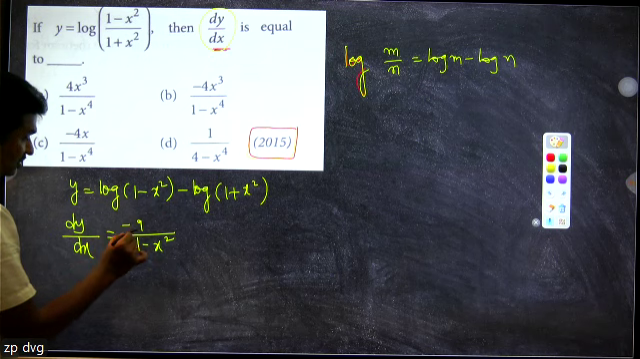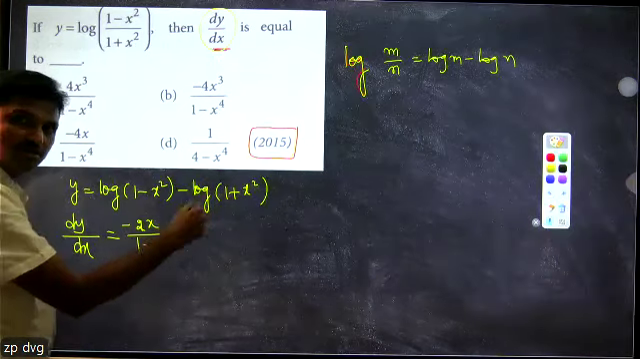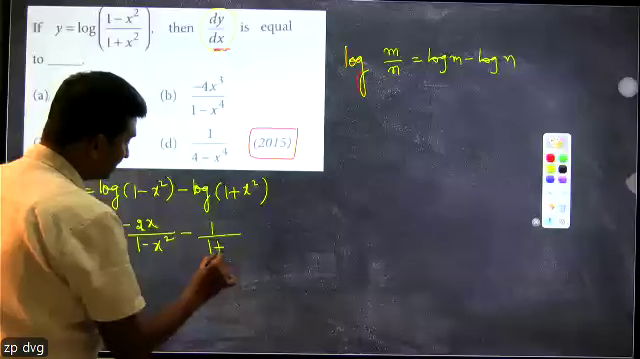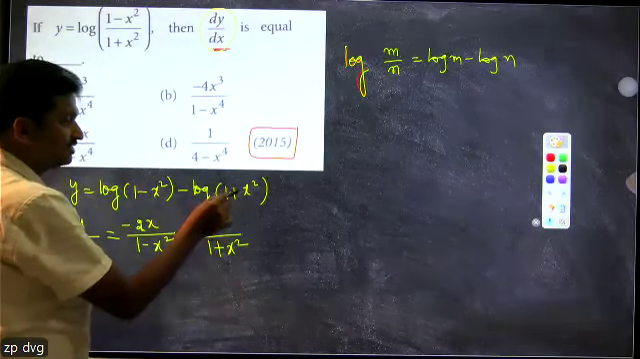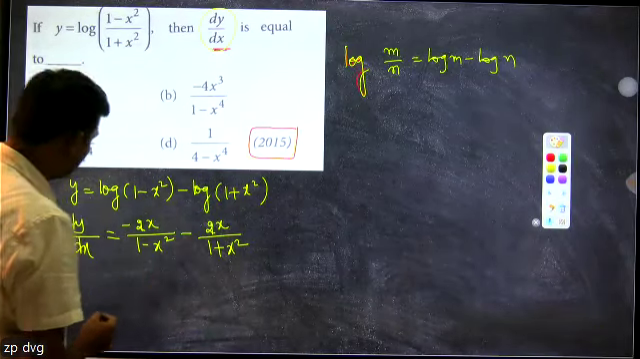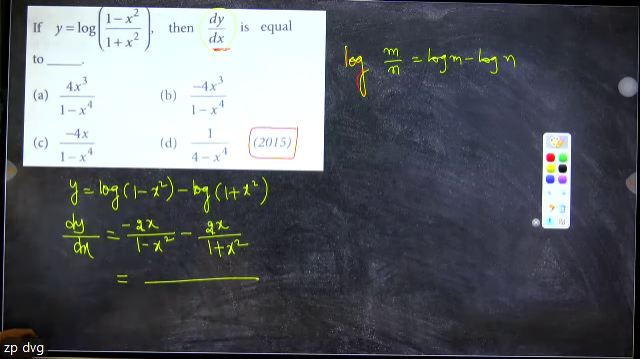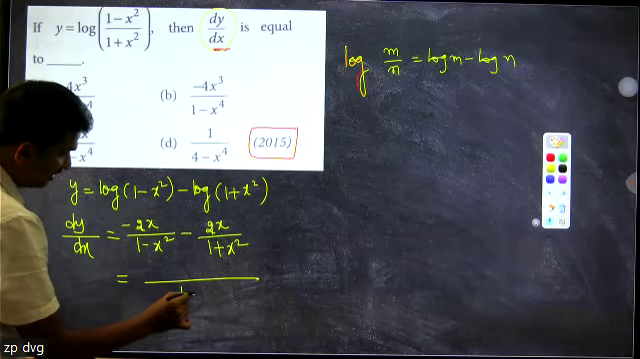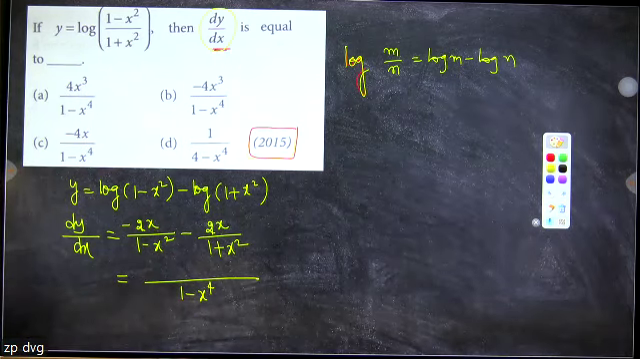Minus 2x. So this will become minus 2x minus, again, use chain rule differentiation. Derivative of this is what? 1 divided by 1 plus x square into derivative of 1 plus x square. Derivative of 1 is 0 plus derivative of x square is 2x. 0 plus 2x is 2x. So in the numerator, you will get 2x. Now you simplify this. 1 minus x square into 1 plus x square is 1 minus x power 4.